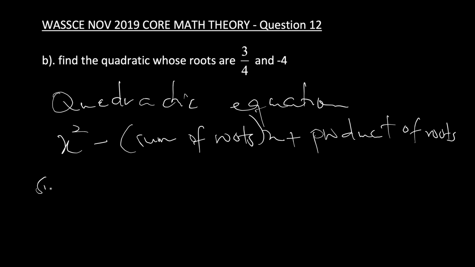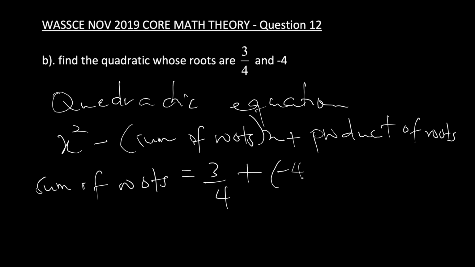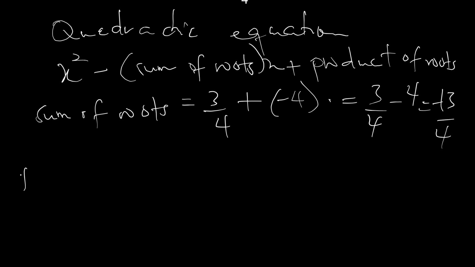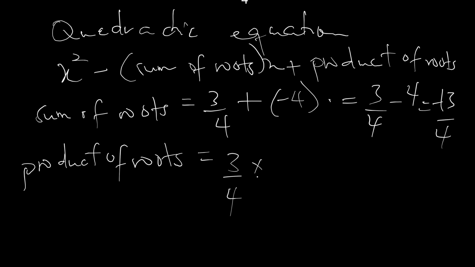So the sum of roots will be equal to the first root, which is 3/4, plus the second root, which is -4. And this is equal to 3/4 minus 4. And this should give us -13/4. Now the product of roots should be equal to 3/4 times -4. And this should be equal to -3.